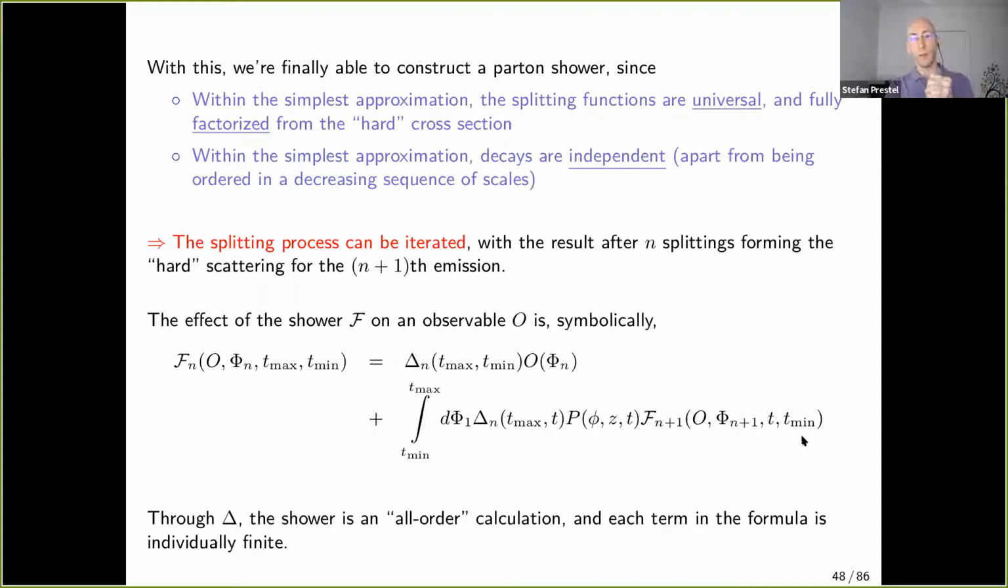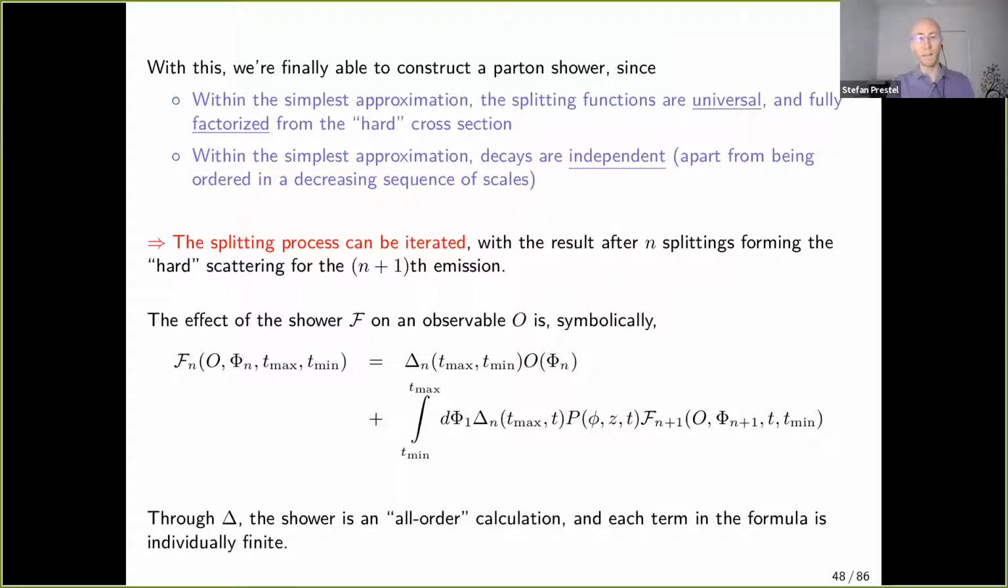Through the Sudakov factors delta, the shower itself is an all-order calculation. We saw that this delta is an exponential of a splitting function, and the splitting functions themselves are proportional to the strong coupling constant. So expanded out, this gives you terms of all powers in the strong coupling constant.